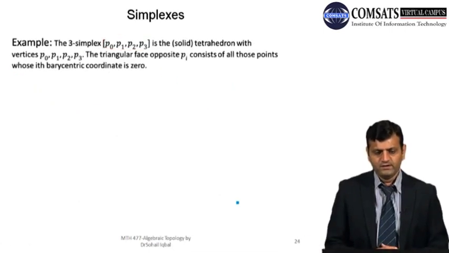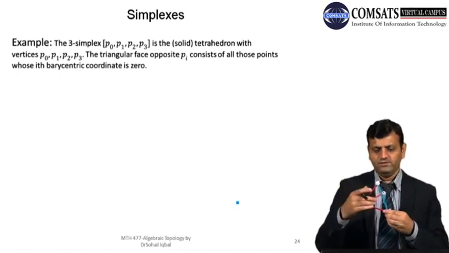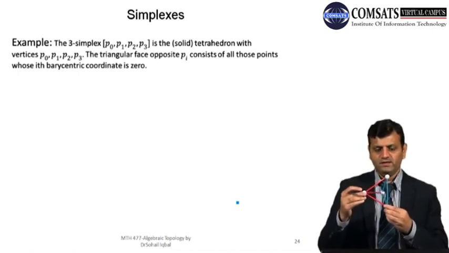So the 3-simplex, P0, P1, P2, P3. We have 4 points which are affinely independent in R3, and it is a solid tetrahedron with vertices P0, P1, P2, P3. It will look something like this. Also the interior of this tetrahedron is part of our simplex.